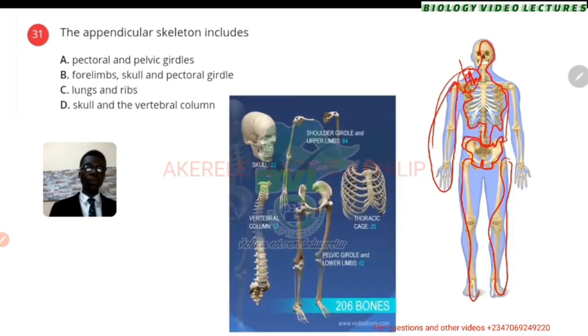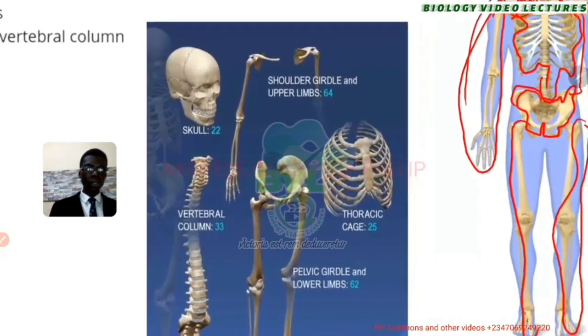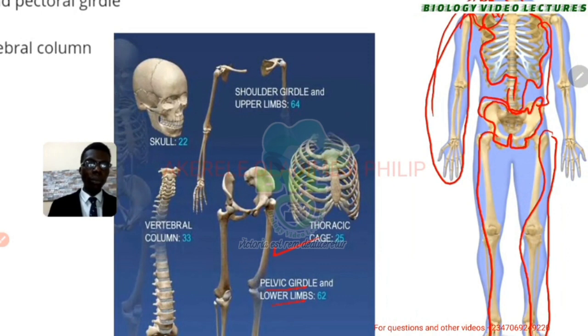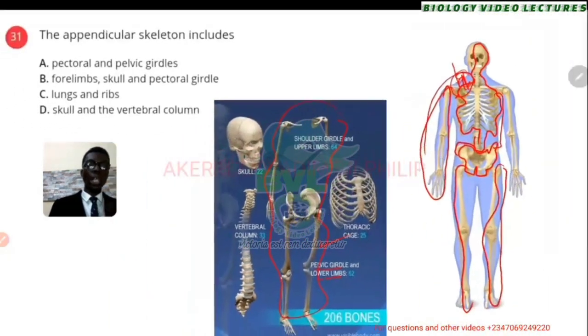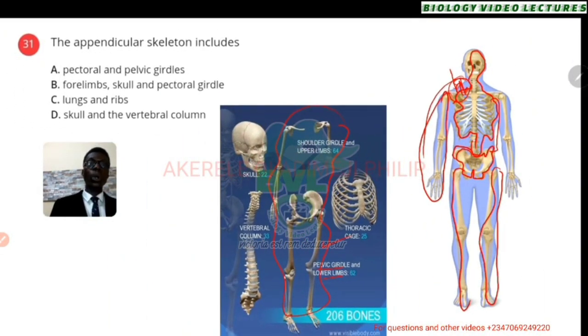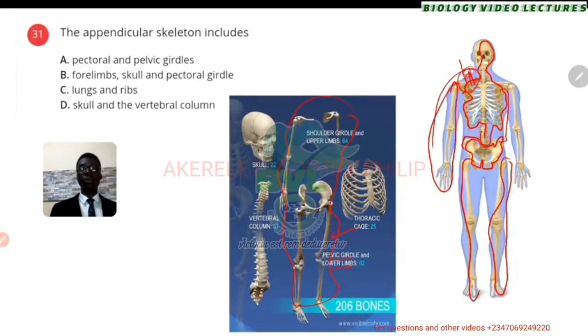But this will make it easier for you now. This is what I'm saying here. So this is appendicular skeleton. You can see pelvic girdle plus lower limb, then upper limb plus shoulder girdle. These two form the appendicular skeleton. So what you need to do now is look at that picture there, at those options, and pick out the one that has those ones there.